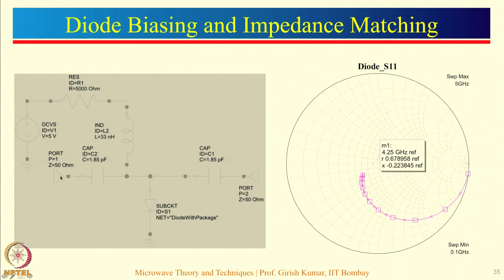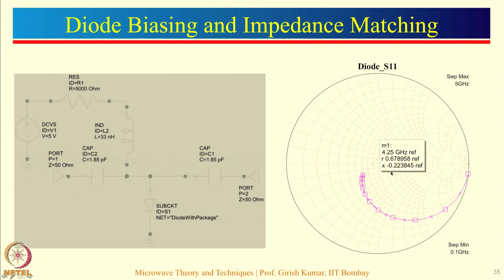And we see that we have applied a port here and a port here to see the operation of the diode with this particular biasing. Now this biasing helps us to estimate the first value of the RF input impedance that the RF signal is going to see at the diode junction. So if we simulate this particular structure and we observe the S11 at the desired RF frequency, which is 4.25 gigahertz, we see that the normalized R and X are these. So R is around 0.67 and X is at minus 0.22 in normalized case. So what we are going to do is take this impedance as the first estimate of our RF input impedance for the diode, and we are going to build a matching circuit using this impedance.